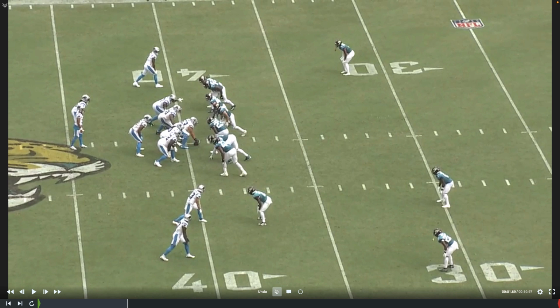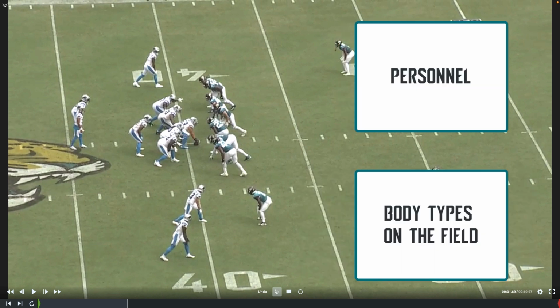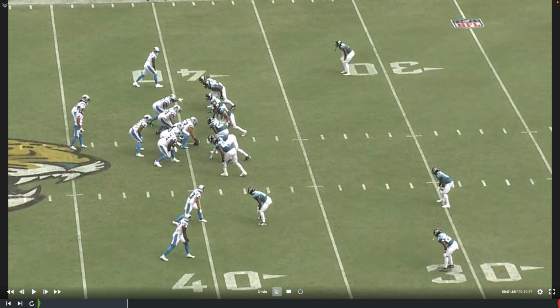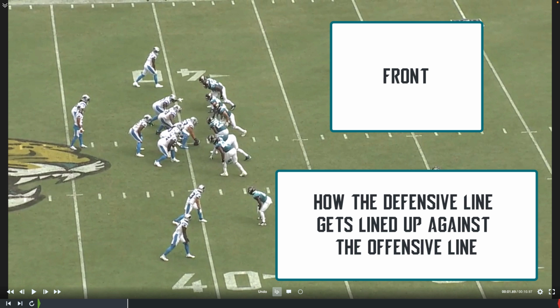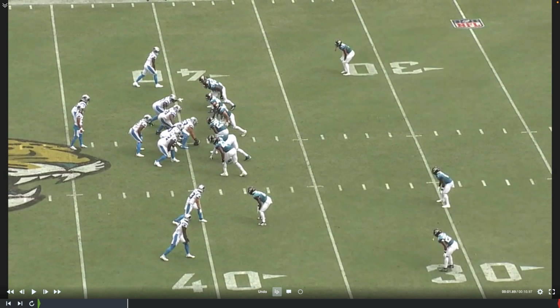Okay, so now let's look at the defense. On defense, we want to identify the personnel grouping, the defensive front, and the coverage structure. All right, so personnel grouping is the body types on the field. The front is how the defensive line is aligned with the offensive line. And the coverage structure is typically, hey, do they show 2 high safeties or 1 high safety? In this particular example, the front and the coverage doesn't look normal because they're showing a lot of pressure.